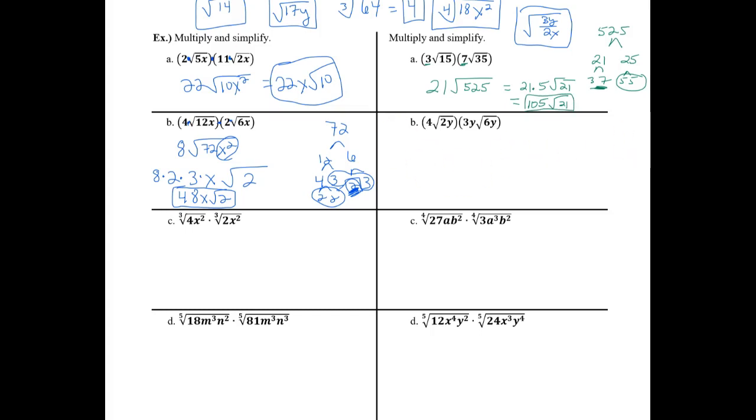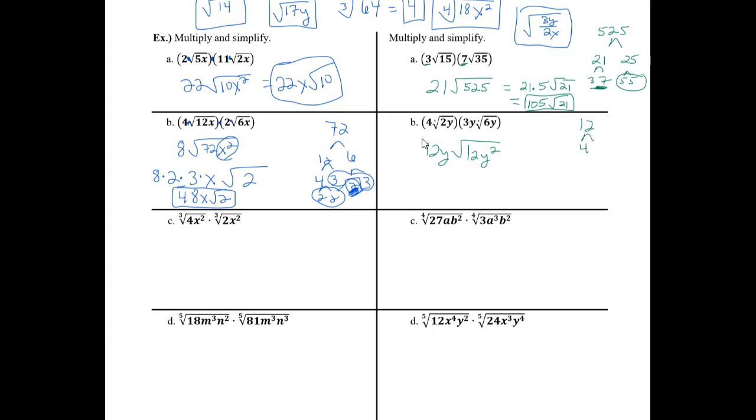Alright, let's look at the next one. I have 4 times the square root of 2y times 3y times the square root of 6y. I can multiply together all the coefficients, the terms that are outside of that radical, because this is all multiplication here. So 4 times 3y would be 12y. Multiply the terms together underneath the radical. 2y times 6y would be 12y squared. Y times y is y squared.